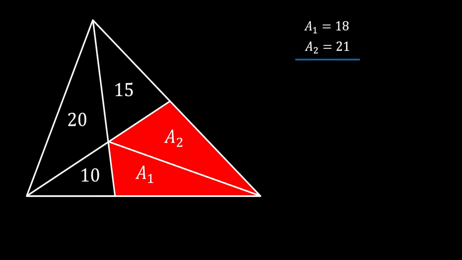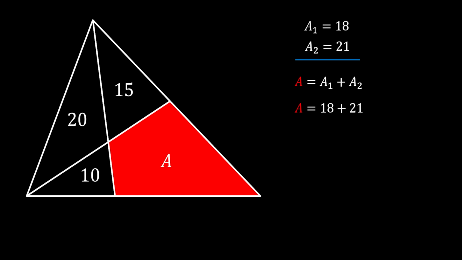Now it's pretty easy to find the red area, as it is equal to the sum of both areas A1 and A2. So in our case this is 18 plus 21, which means that the wanted red area must be equal to 39 squared units, and this is our solution.